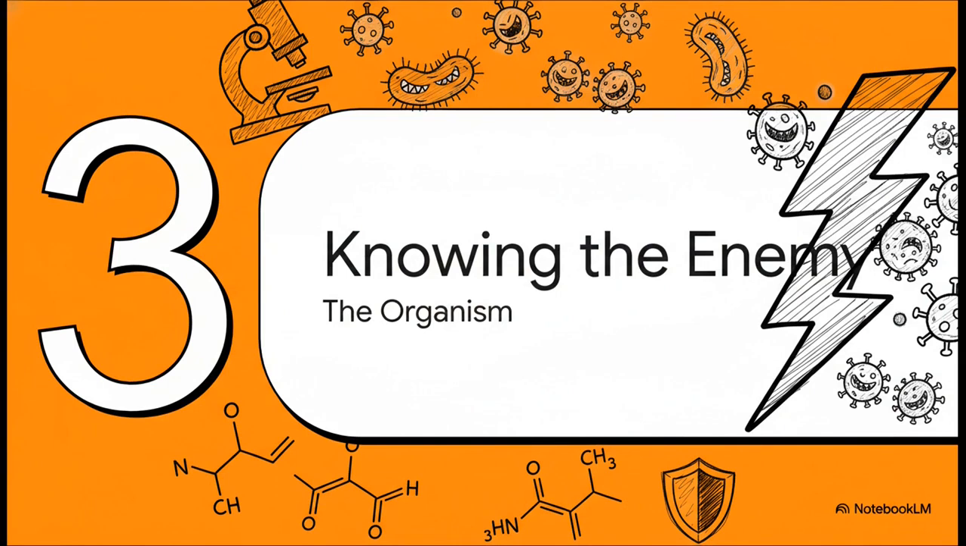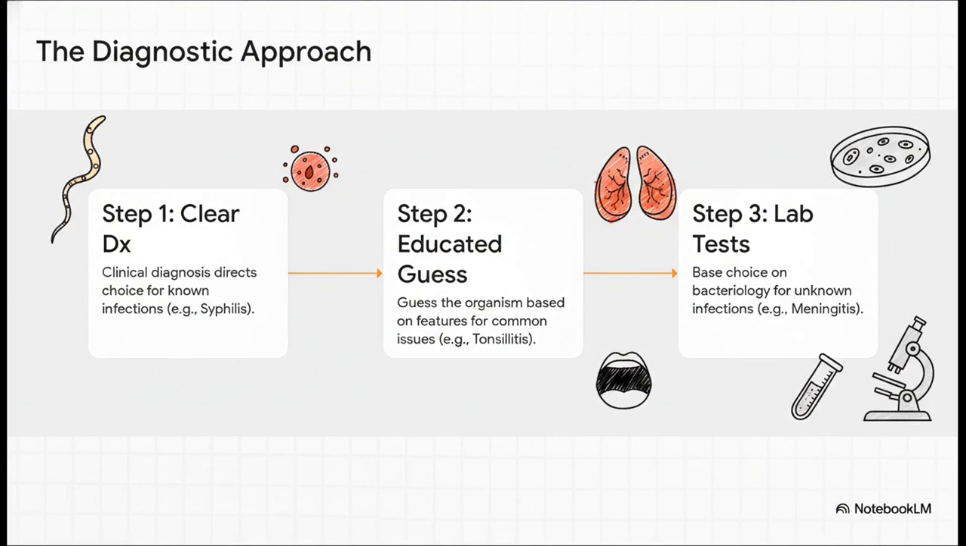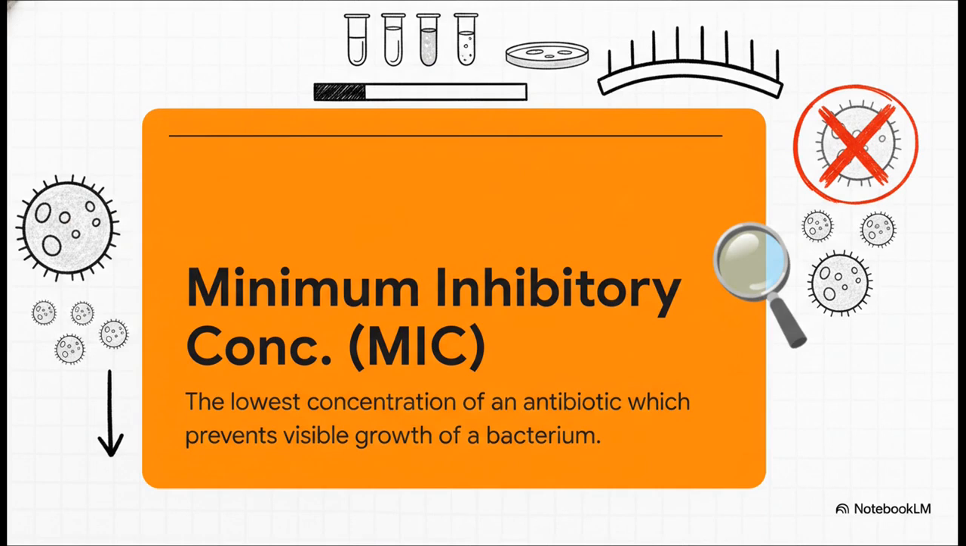Right. So now that we've considered our patient, we must identify the culprit. The bug. What is the enemy we are trying to fight? This is step 2. So how do you identify it? Well, your approach will depend on the situation. Sometimes the diagnosis is crystal clear. Think syphilis, think cholera, the signs are classic. Other times, for common infections like tonsillitis, you make an educated guess. But then, for the big, bad, unknown infections like meningitis, you must rely on bacteriological tests. No guessing there.